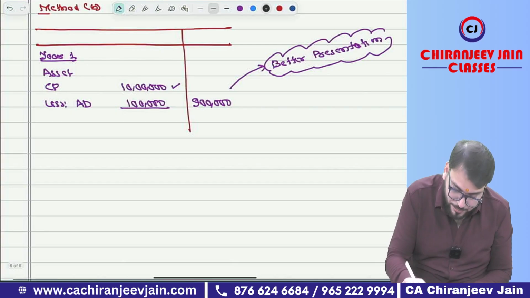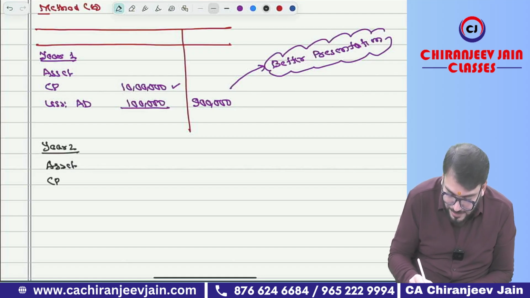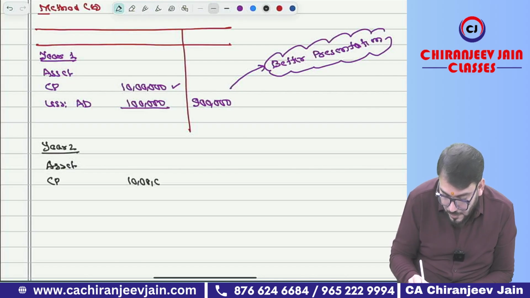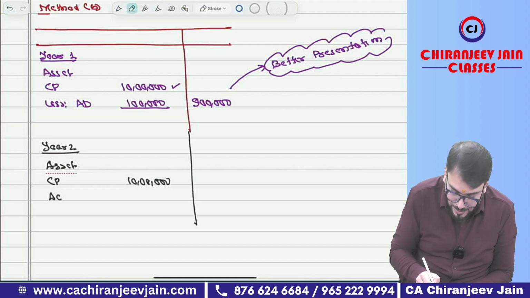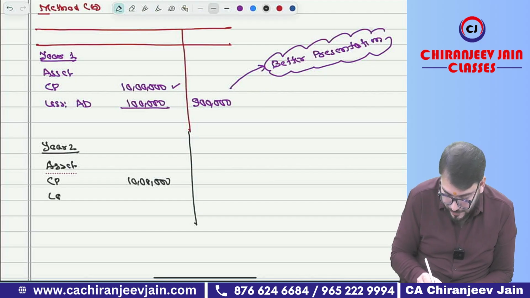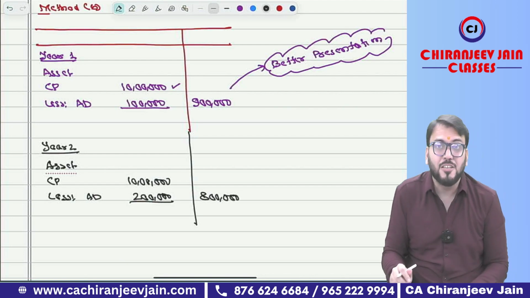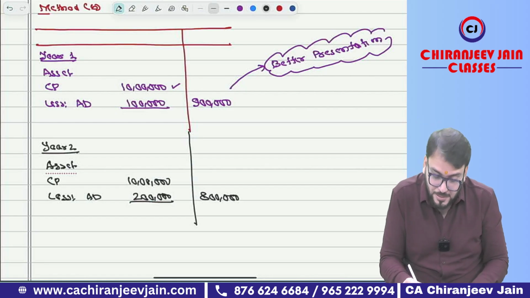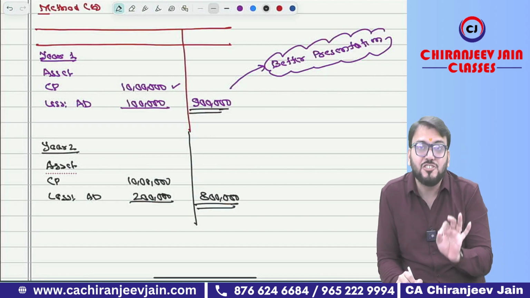Similarly, if I'll say year 2, so in year 2 what will happen? In year 2, can you see your cost price remains same, but now your accumulated depreciation will be how much? We will do less accumulated depreciation 2 lakh. Ultimately it is coming 8 lakh only. Means whether you are using method 1 or method 2, your balance sheet total remains same for the first year and second year, only the presentation is different.